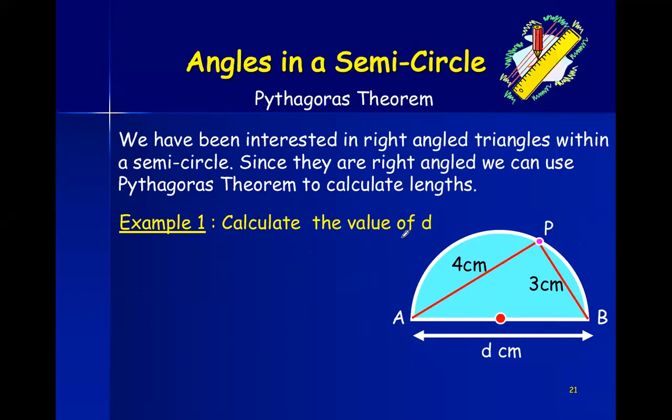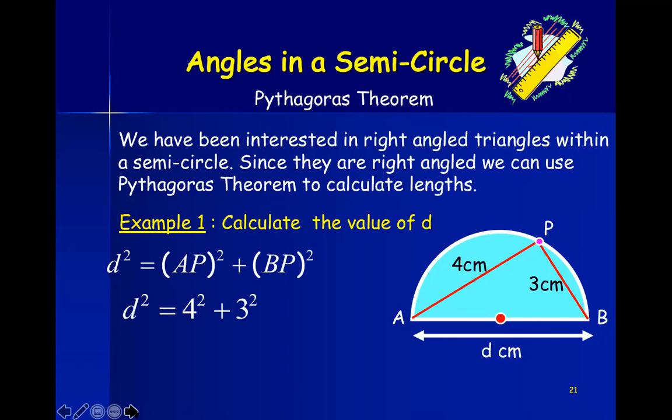So calculate the value of D. So we're going to use Pythagoras. We've been asked to calculate the value of D. So here there's no angles involved because I'm asked to calculate a length. Remember Pythagoras, we said the long side squared is the sum of each of the shorter sides squared. And once you've got those two short sides squared, you just take the square root of that to get D. So that's how you use Pythagoras. Basically, D squared is AP squared plus BP squared, 4 squared plus 3 squared, which gives us 25.